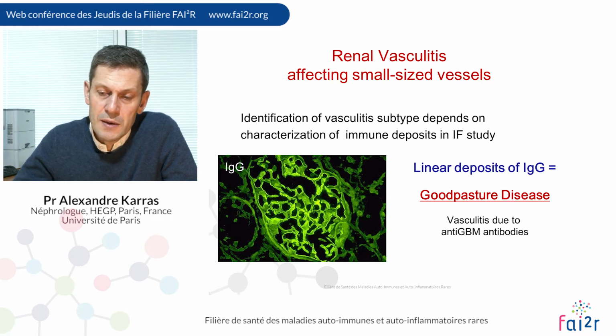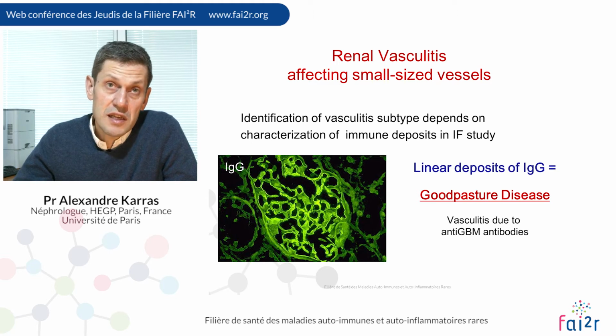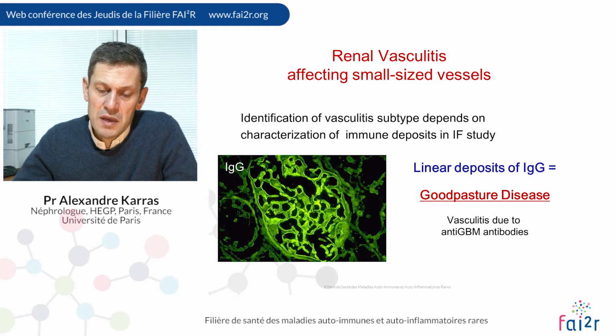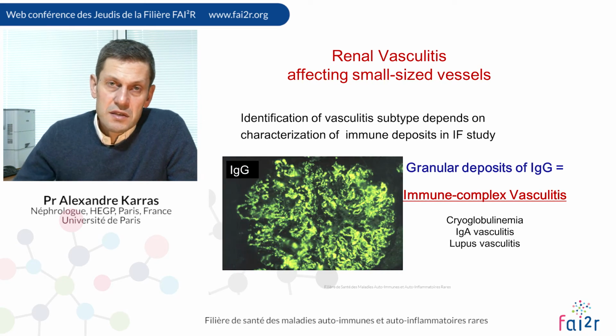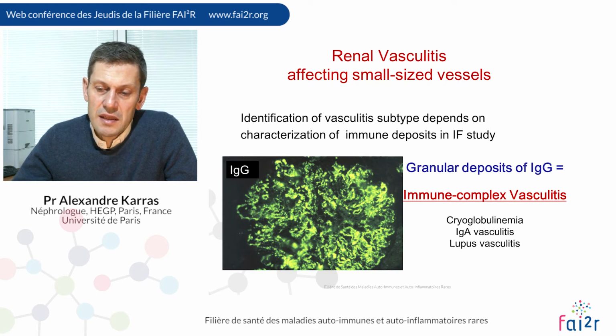The first one is the Goodpasture disease, the vasculitis due to anti-glomerular basement membrane antibodies. In this disease, we can see linear deposits of IgG along the glomerular membrane. The second category of vasculitis is the immune complex vasculitis.